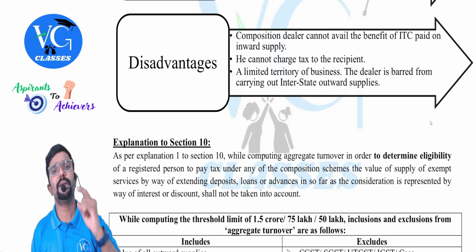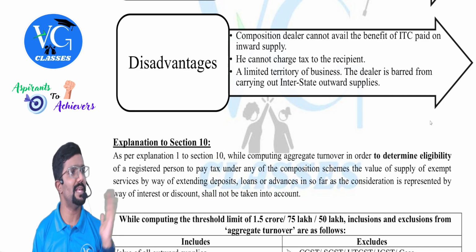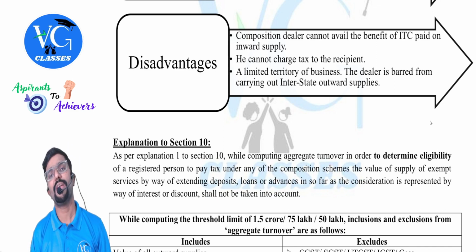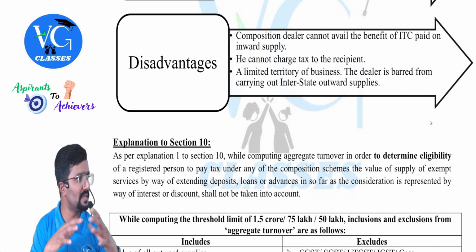But compliance burden obviously under composition scheme is less, guys. Next, he cannot charge tax to the recipient. That is one of the disadvantages on outward supply. Then a limited territory of business. Why so? Because he cannot supply the goods or services outside the state. So he has only limited territory, that is within the state.